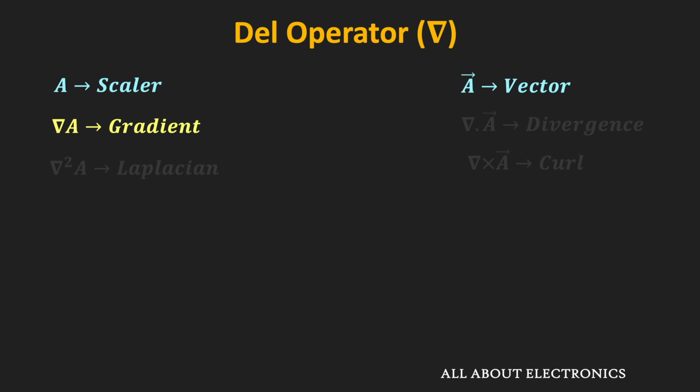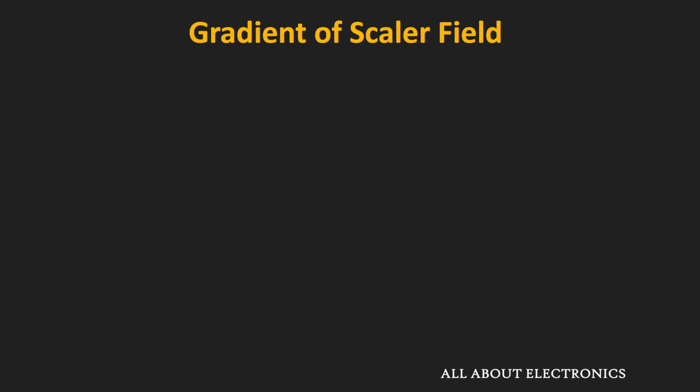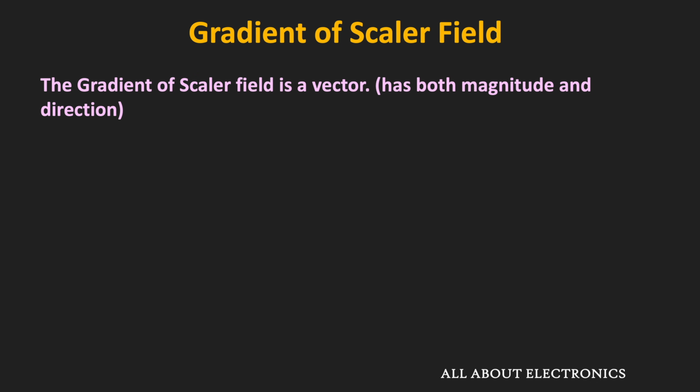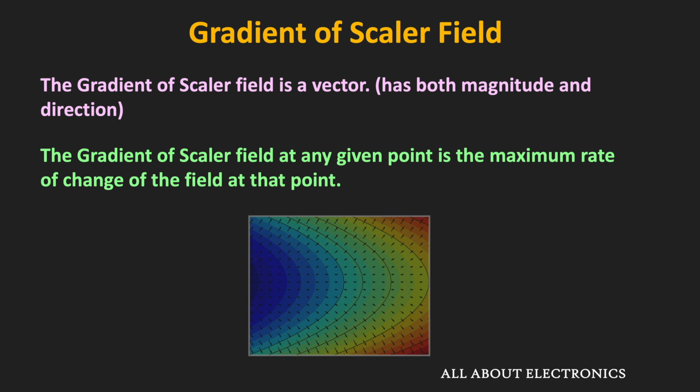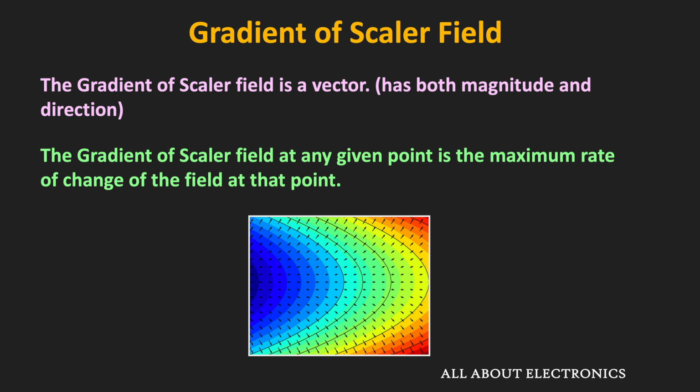So when we operate the Del operator on the scalar field, then we will get the gradient. And this gradient is a vector quantity. That means it has both magnitude as well as direction. So now, let us see the physical significance of this gradient. So at any given point, the gradient of the scalar field defines the maximum rate at which the scalar field is changing. And it also shows in which direction it is changing. That means at any given point, the gradient points in the direction where the rate of change in the scalar field is maximum.